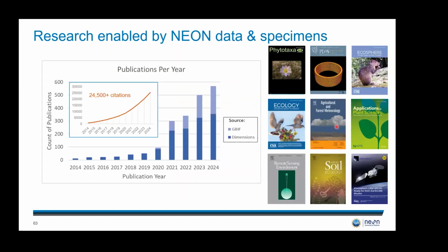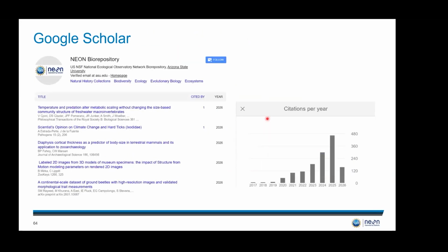Just like our loans and inquiries, research using NEON data and specimens is sharply climbing. This is a graph of the publications and citations across the entire NEON ecosystem. But this is a Google Scholar that is tracking just the NEON Biorepository, either specific research or anytime someone mentions us or cites us, something like that. And again, you can see that the citations for this is climbing pretty dramatically, which is very exciting for us, because we do want people to use the samples and get them out into research.